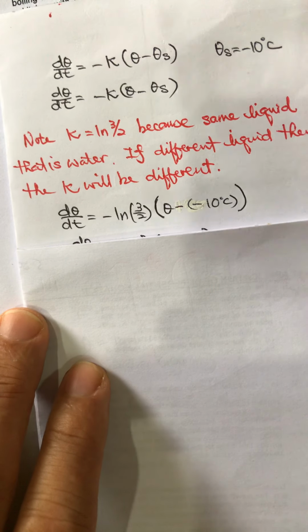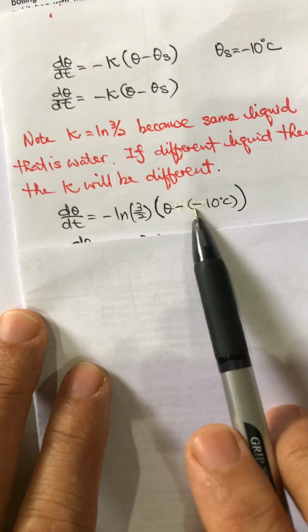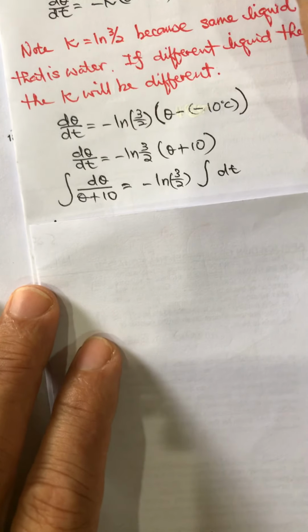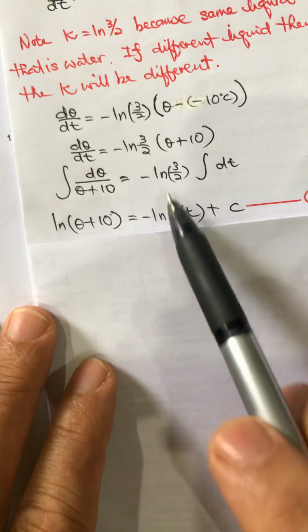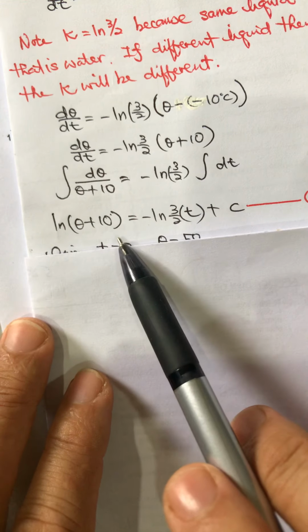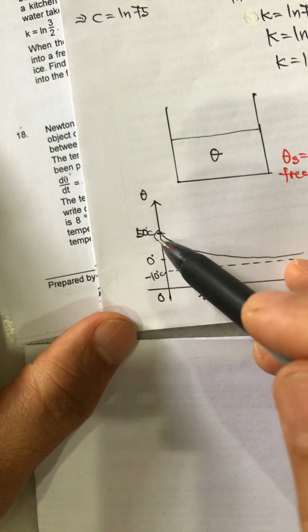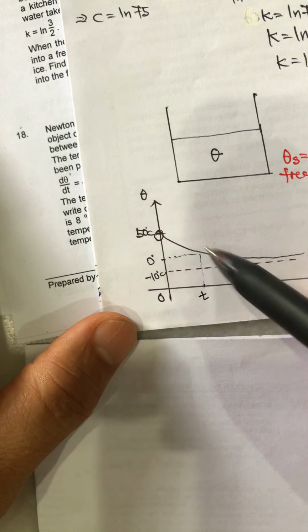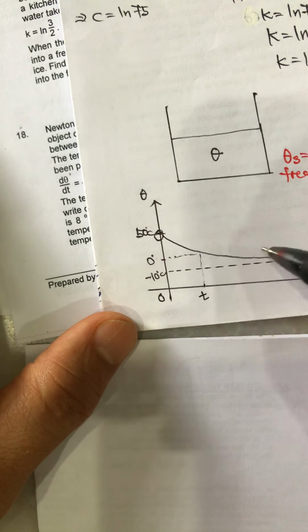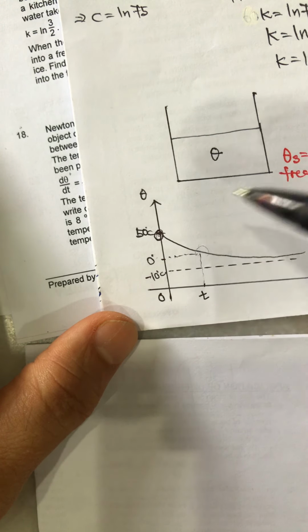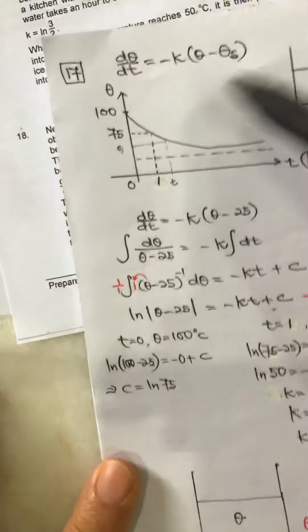So d theta over dt, this is our K just now, and then theta minus negative 10, so you get this, then you separate the variables and integrate. After that, you substitute. Okay, from the graph just now, this one is for us to find the C. So we need to find C only, no need to find K. That's why they don't give you another case. They just give you the initial condition. They don't give you another condition because K doesn't need to be found already. K we use back the previous one because it is the same water.